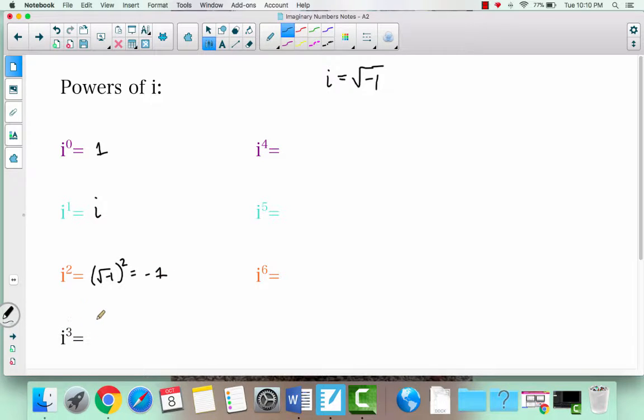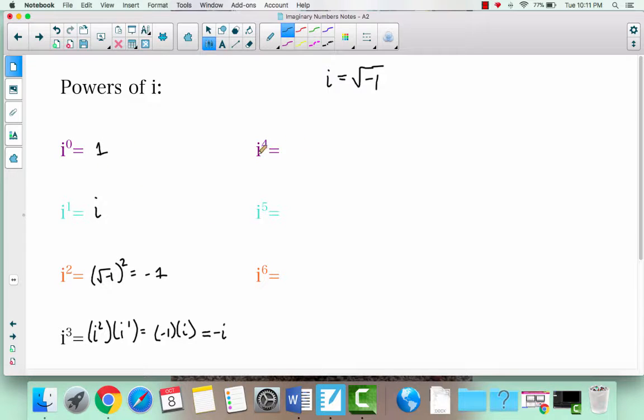And then i to the third, we can rewrite it with different exponents. We can rewrite this as i squared times i to the first, because 2 plus 1 is 3. So then I can simplify that. We just said i squared was the same as -1, and then i to the first is just i. So when we multiply those together, we get -i. So i to the third is equivalent to -i. Okay, so these four right here, 1, i, -1, -i, are going to be the main four answers you use anytime you have exponents with your imaginary numbers.